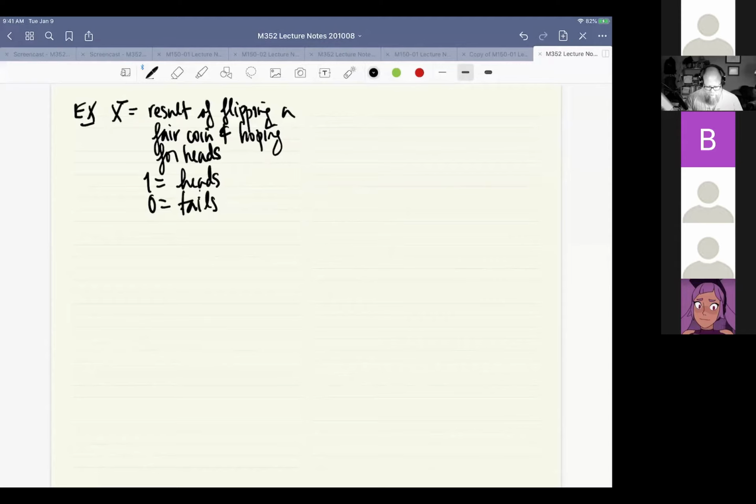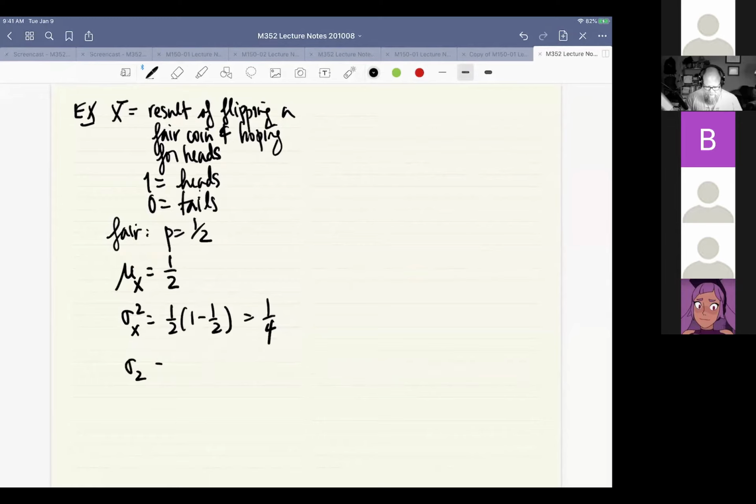So fair means either outcome is equally likely, so the probability of getting heads is a half. So what's the average? What's the mean of this random variable? It's 1/2. And what's the variance? Well, it's 1/2 times (1 minus 1/2), which is 1/4. And so the standard deviation is 1/2, the square root of 1/4.